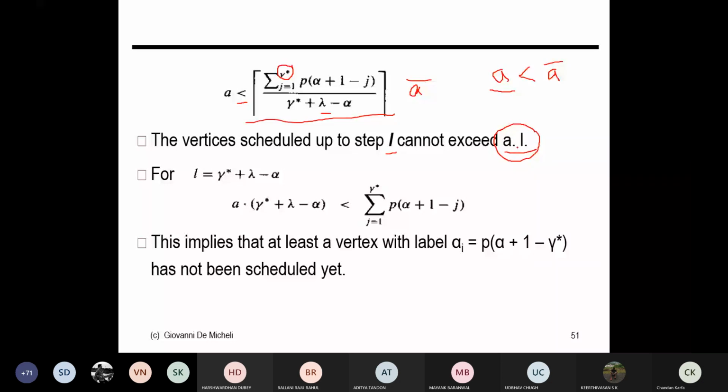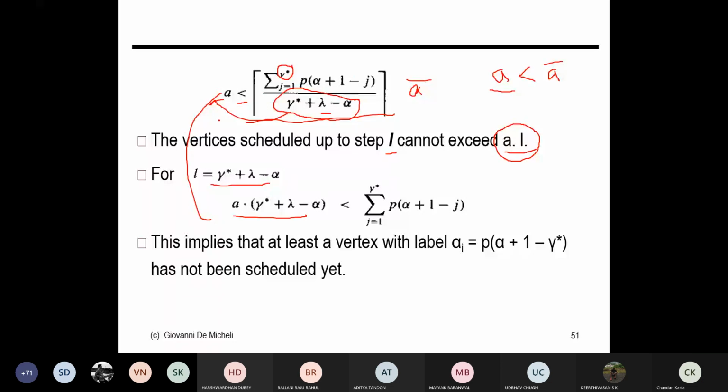So now if we assume L equal to this value, and put these things here, I'm rewriting this expression: a into L is less than this, because that is what I mean.